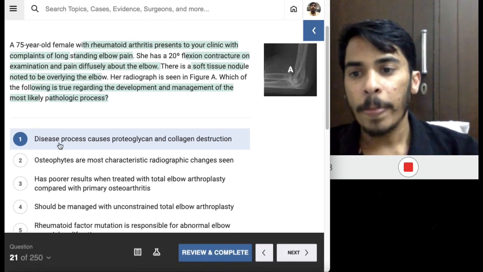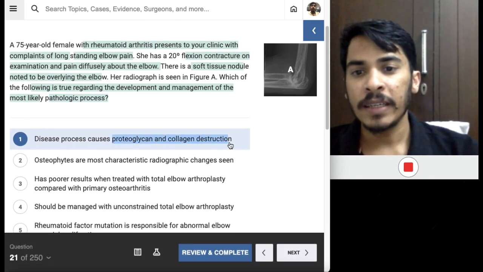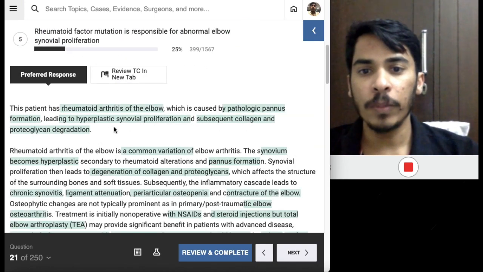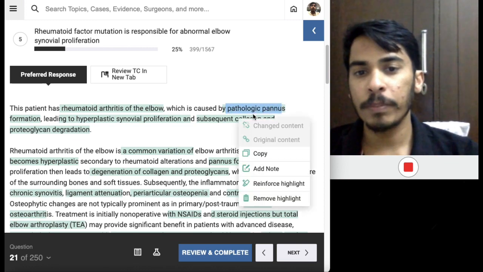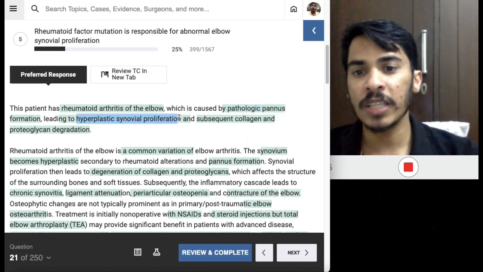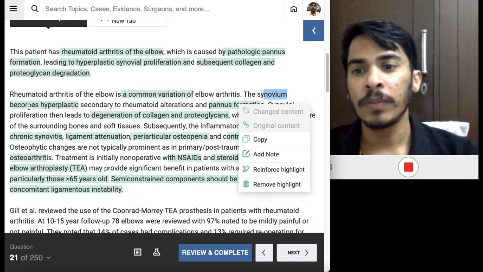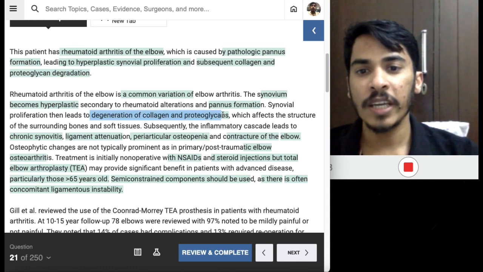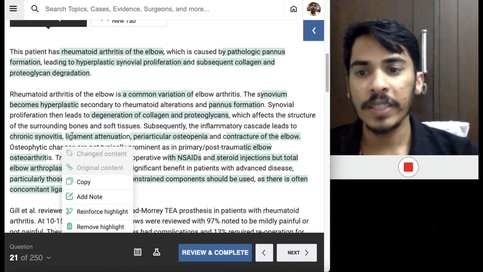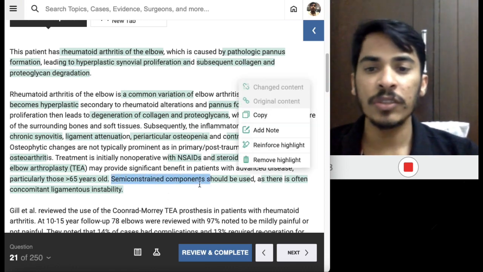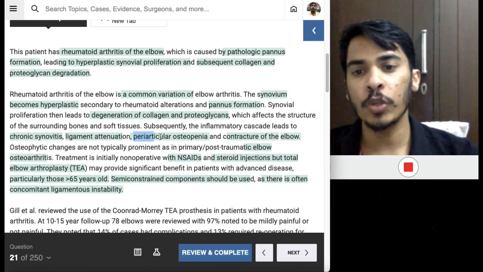So the answer would be proteoglycan and collagen destruction. Rheumatoid arthritis of the elbow is caused by pathologic pannus formation leading to hyperplastic synovial proliferation and subsequent collagen and proteoglycan degradation. There is pannus formation, synovial hyperplasia, degeneration of collagen and proteoglycan. Chronic synovitis, ligament attenuation. So a semi-constrained implant is needed for total elbow arthroplasty, and X-ray will show periarticular osteopenia, and there will be contraction of the elbow.